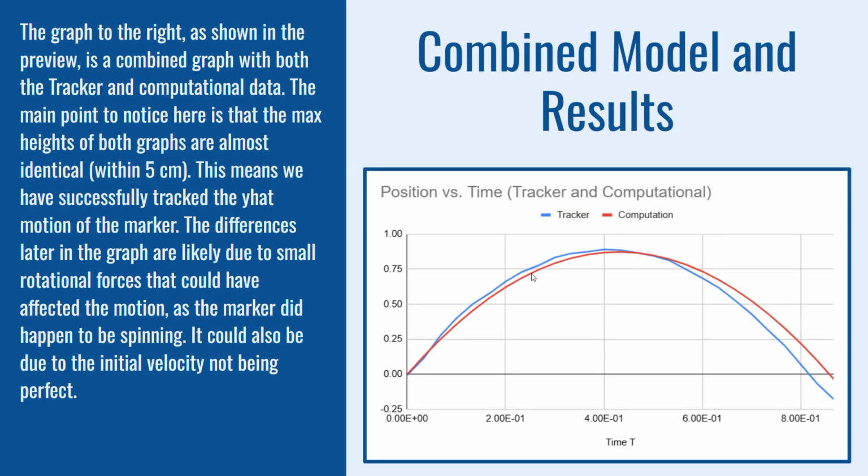Now for the combined results, this is the graph here again. As we said, the max heights here are almost exactly the same. They're within like a couple centimeters of each other, so that's pretty good. And then anywhere else where they're not quite lining up, that's because the initial velocity may not have been perfect, as it was just taken from data points in a video. And then there's obviously other factors at play. There could have been some rotational energy. The marker was spinning a little bit, so anything else like that could have affected the motion of the marker.